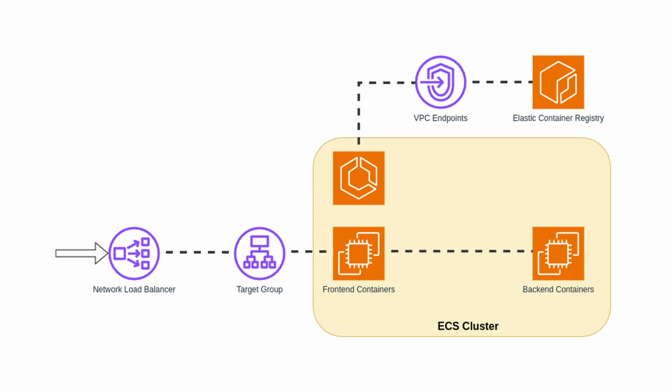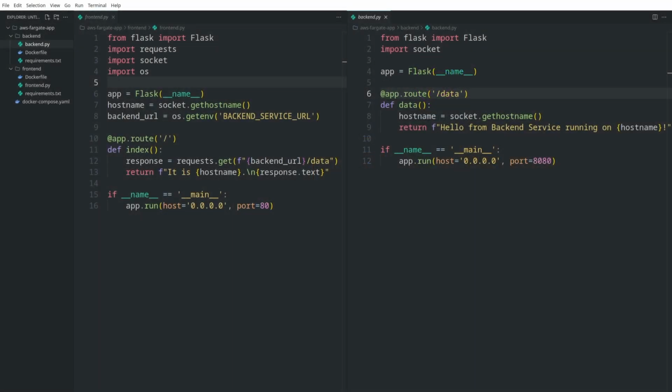Let's take a look at the application that I will run. This application is pretty simple. I am using the Flask web server in both components, backend and frontend. Backend prints the string "hello from backend service running on". Frontend fetches the backend string and adds information in the beginning. It is hostname. Front connects to the backend using the backend service URL environment variable.